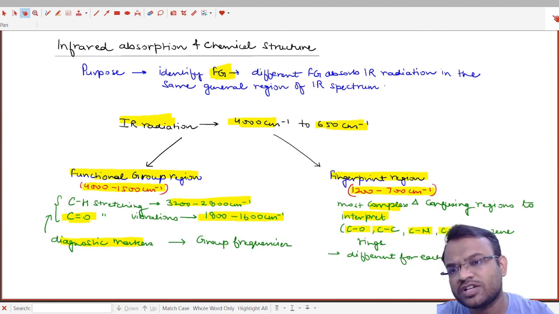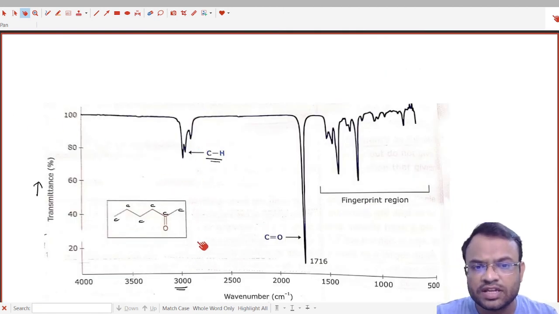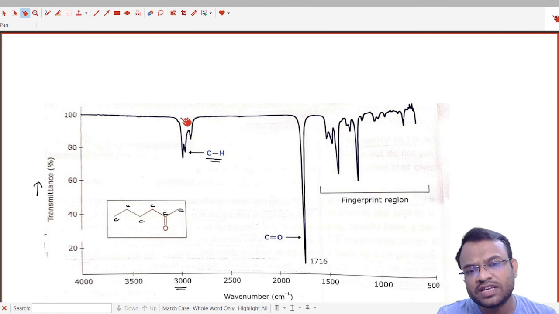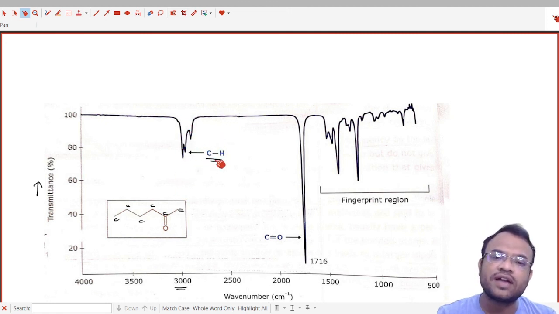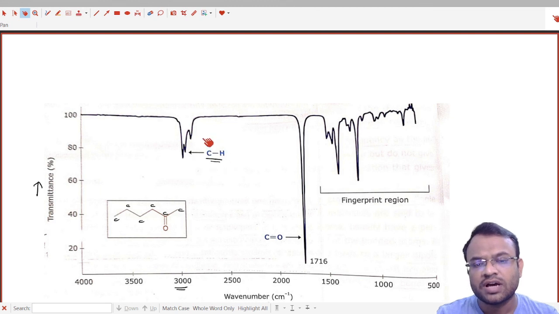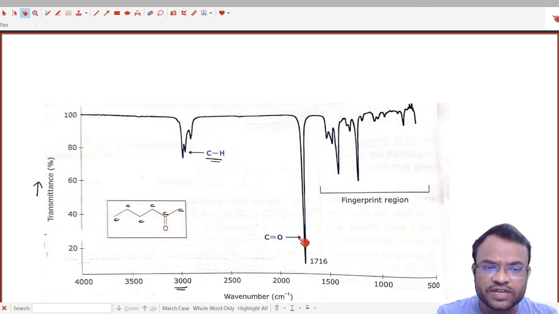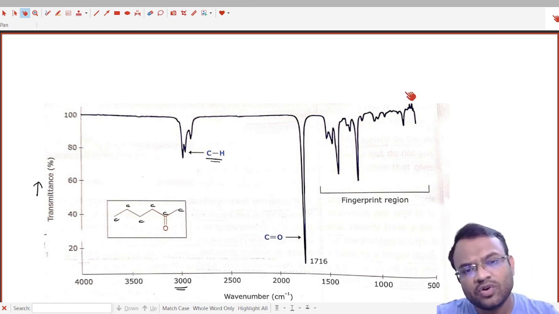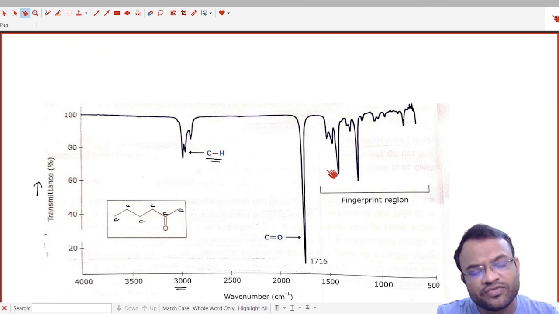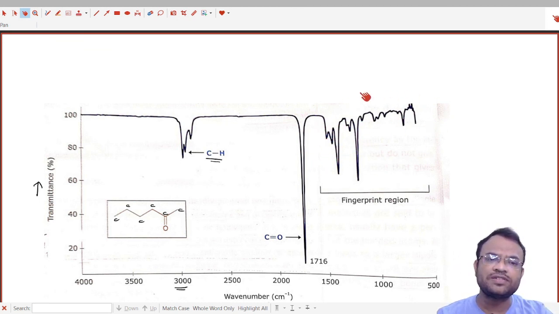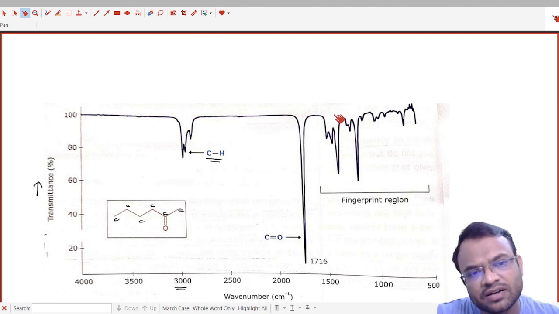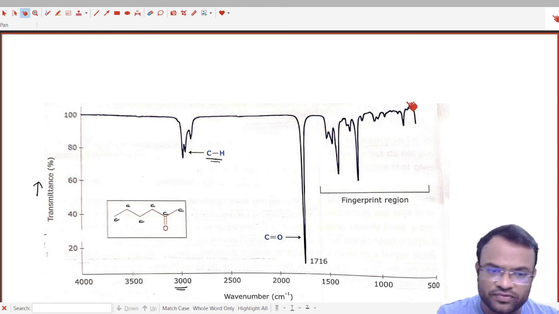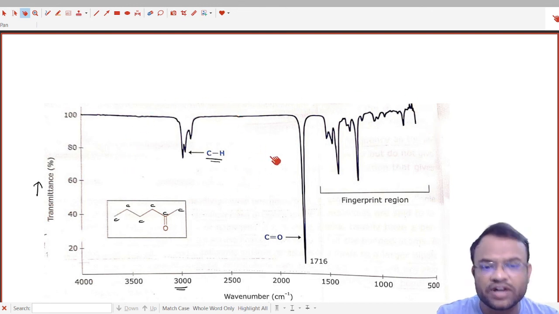So if the peak is present like this, you can easily predict that it might be a CH bond, and depending upon the intensity of the peak, you can also understand how much of this is present. Look at this, around 1716 there is a C double bond O bond. And over here, this is the fingerprint region. You can see that there are so many peaks in the fingerprint region. That is why I said that analyzing this can be a nightmare, but it can give you far more information. This is the functional group region.